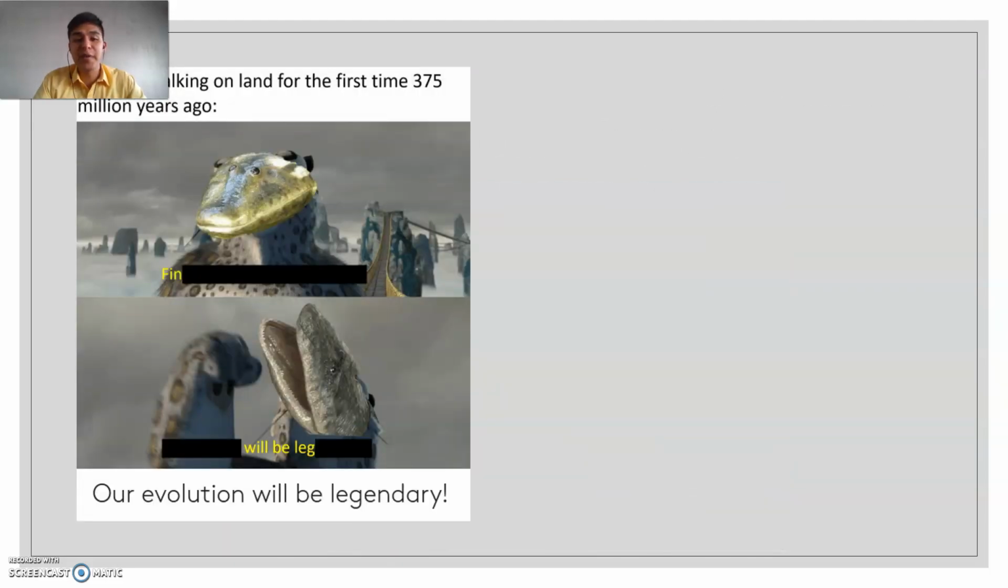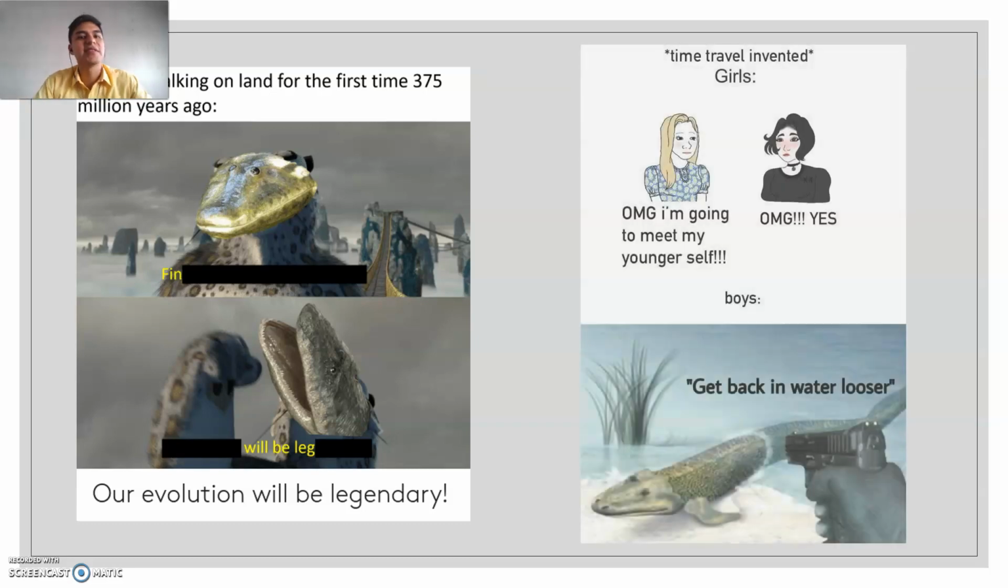And here I have some more memes about him. Tiktaalik walked on land for the first time 375 million years ago. So fin will be leg. Like fin, the ones that a fish used to swim around, will be leg. So they could combine them both. Our evolution will be legendary. And it actually was. There have been a lot of variety of species, such as giraffes, monkeys, wolves, dogs, cats, humans, and many more.